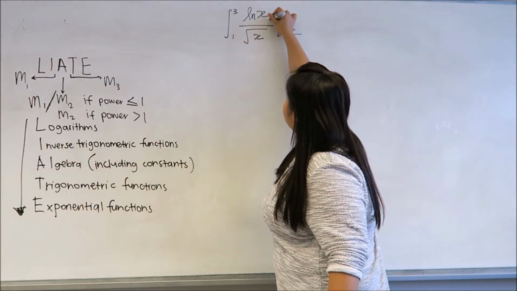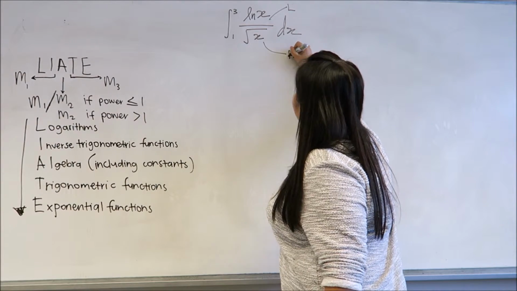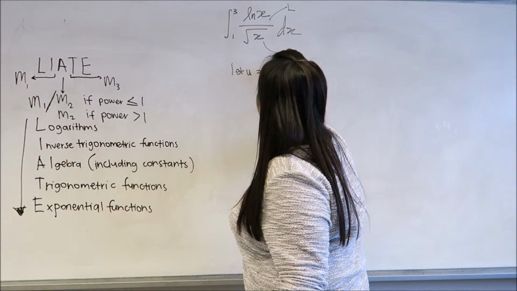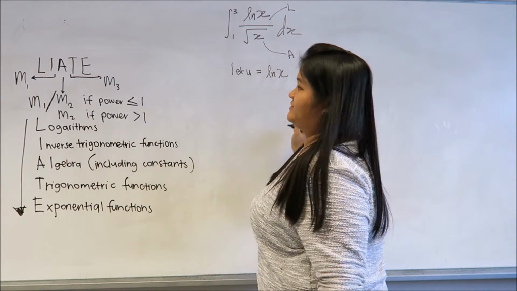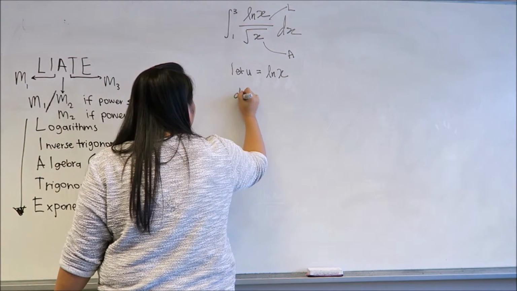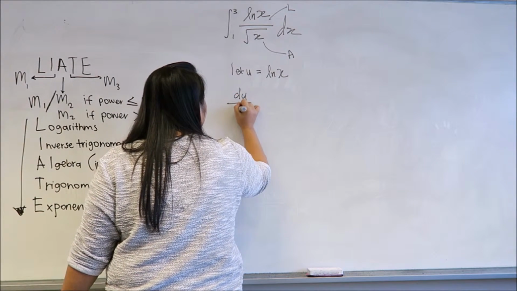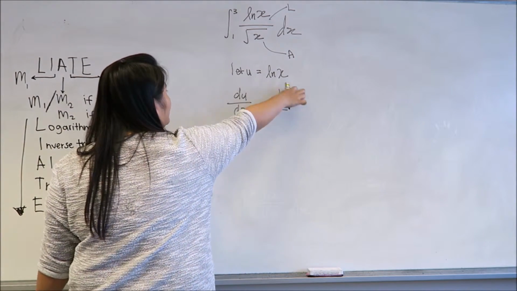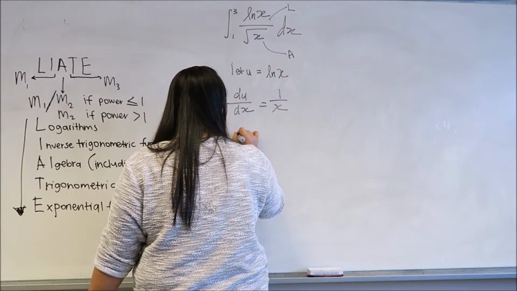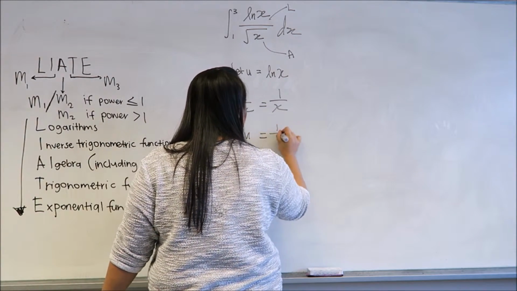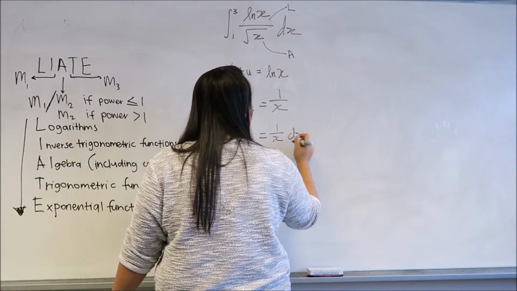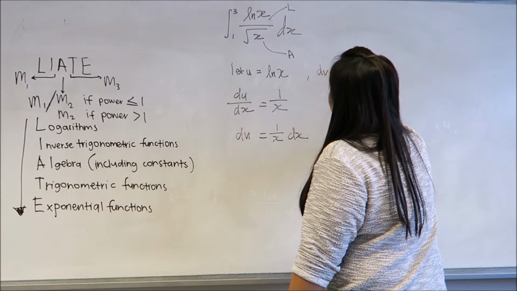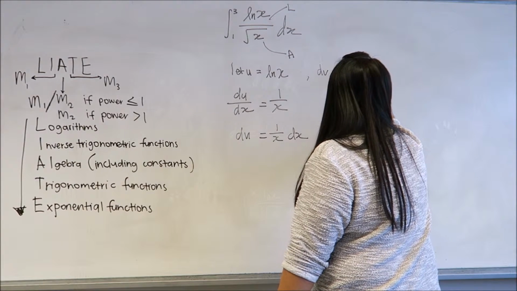So this one is L. This one is A. L before A. So let u equal ln x. du over dx equals 1 over x. This one you can find from the formula sheet. So du equals 1 over x dx. Okay, so your dv is 1 over square root x dx.